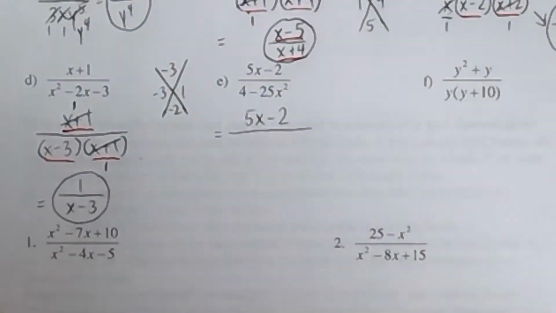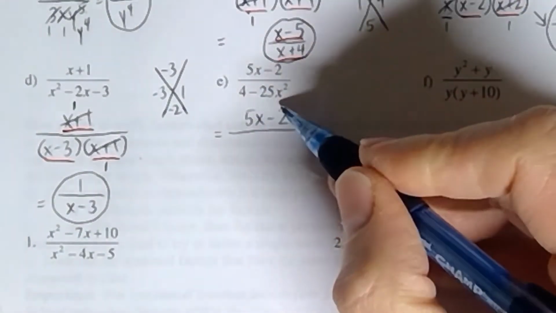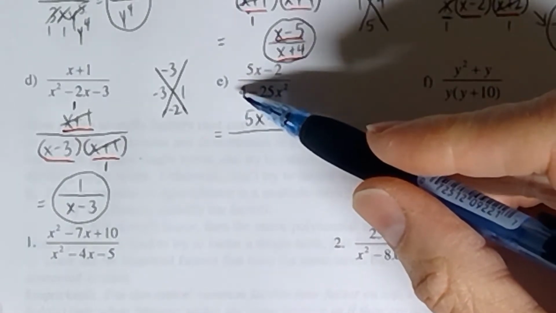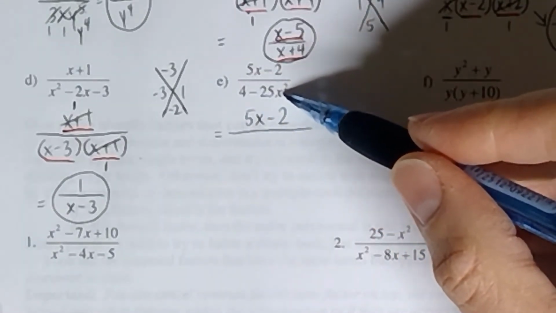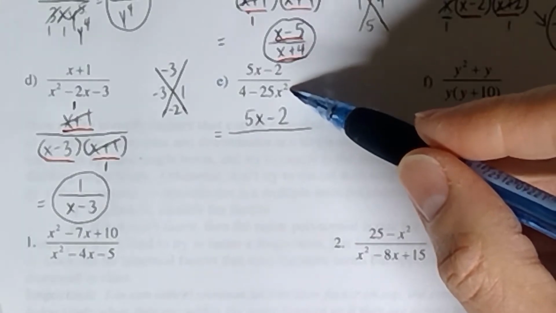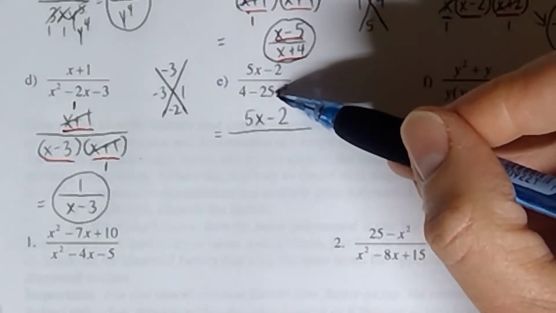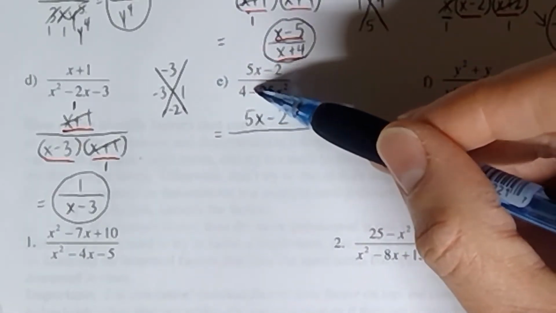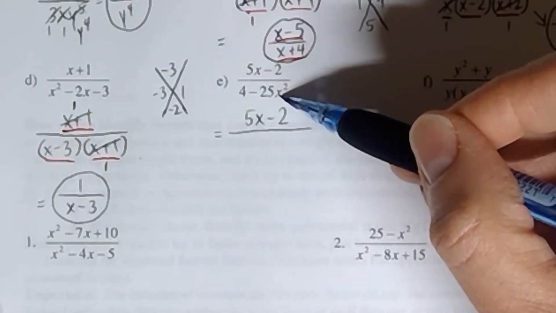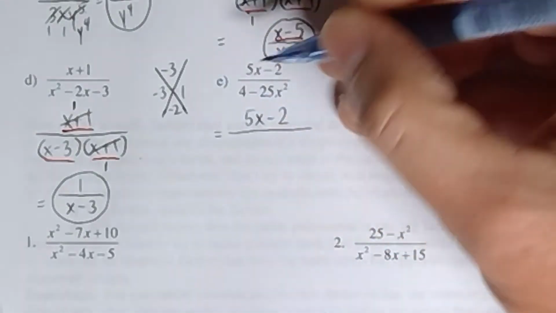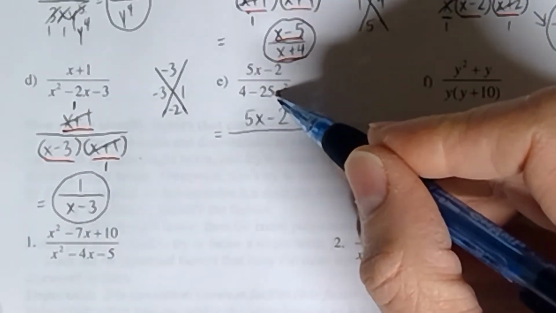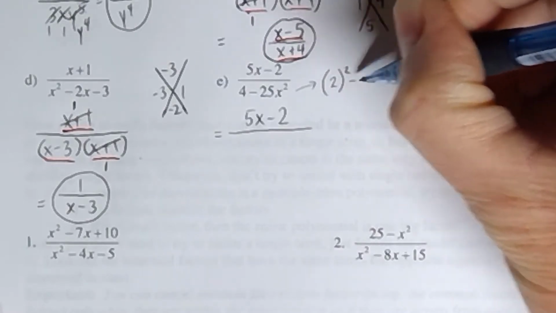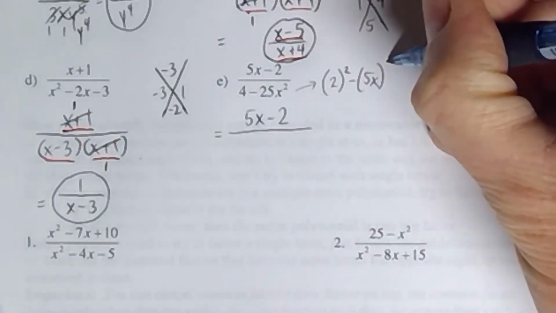4 minus 25x squared. Please, you guys, do not reverse these terms around. A lot of people think, oh, this is one of those square minus square problems. I'm more comfortable with the x being in the front. Well, you can't do that. Remember, you can't put the negative term in front when you're doing the something squared minus something squared formula. You have to keep it where it's positive first and then negative second. So if we do that, though, we get this right here, 2 squared minus 5x squared like this.